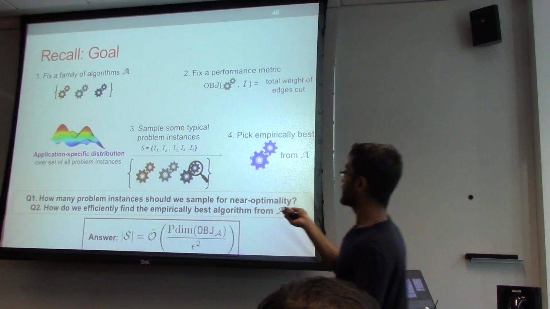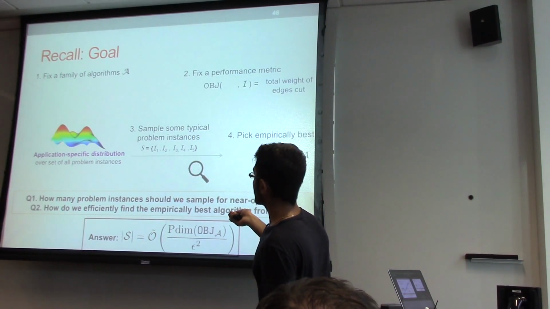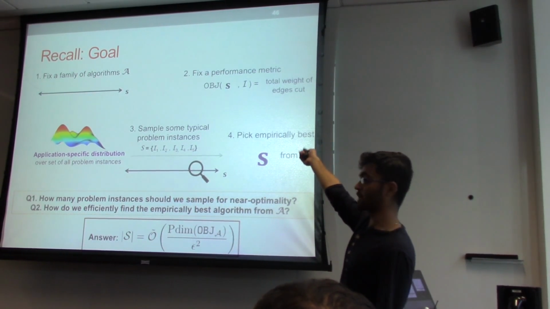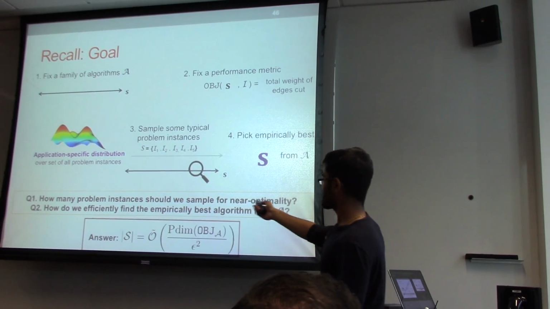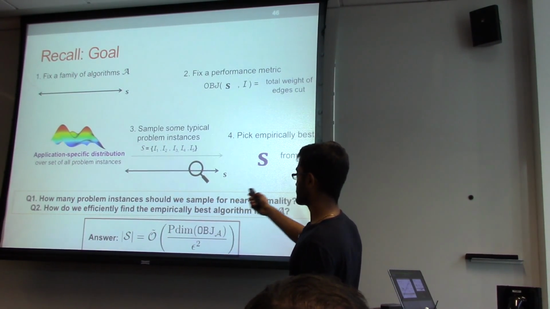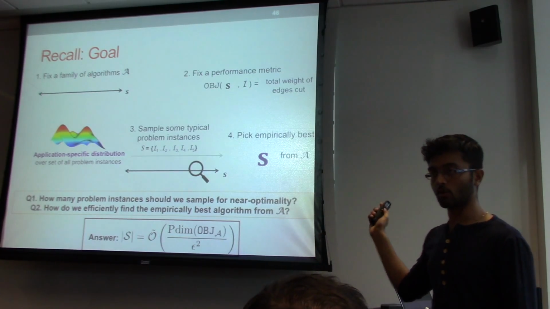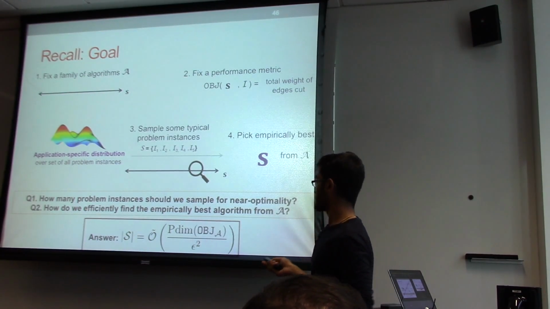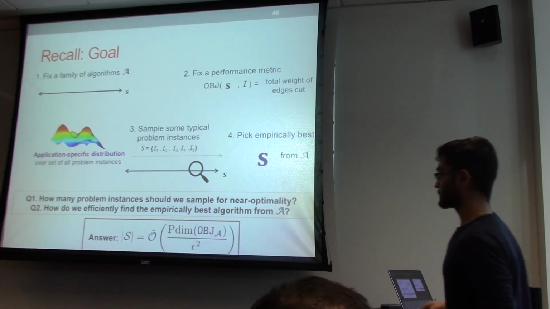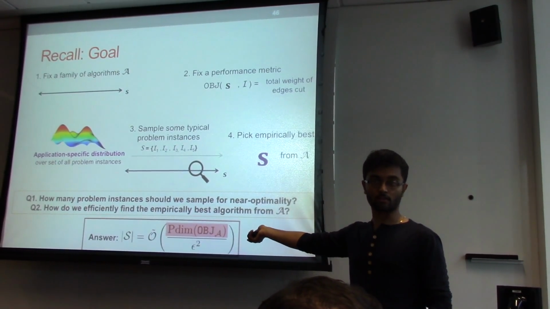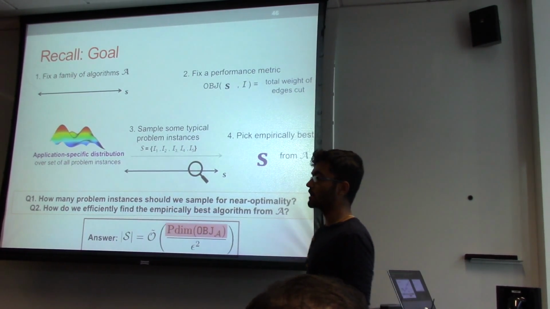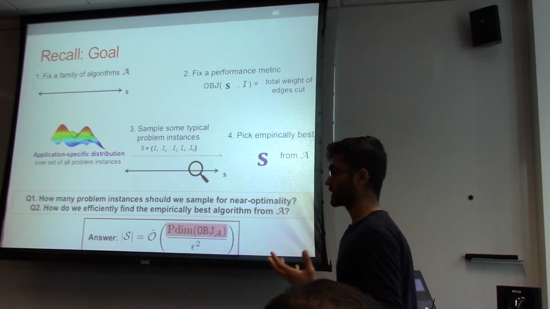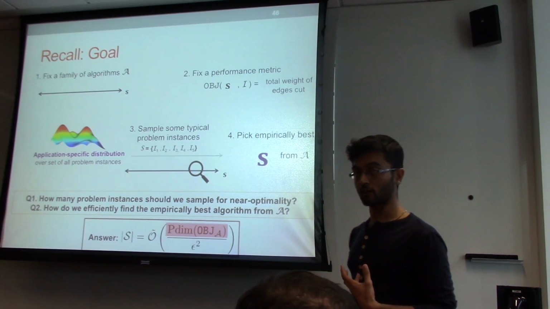So recall, now going back to our two questions, we effectively want to find the best s given the objective, and that means effectively I want to answer how many problem instances should we sample so that the s that I pick over a set of problem instances is near optimal, and how do we efficiently find the empirically best algorithm from A using those samples. So recall that means I need to understand the pseudo dimension of obj sub A, where obj sub A is this interplay between the objective and the class of all algorithms that I have, which are based on s-linear rounding functions.